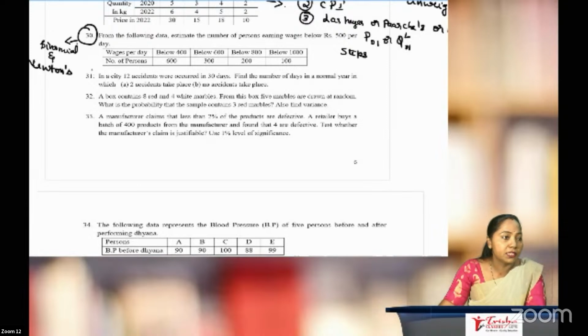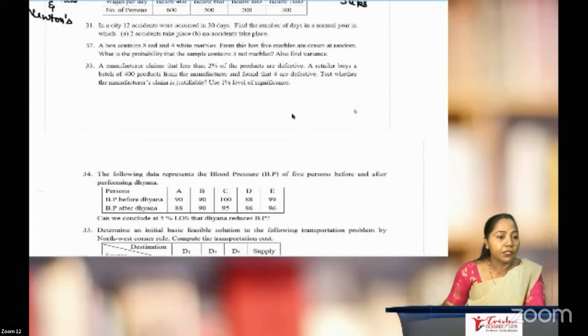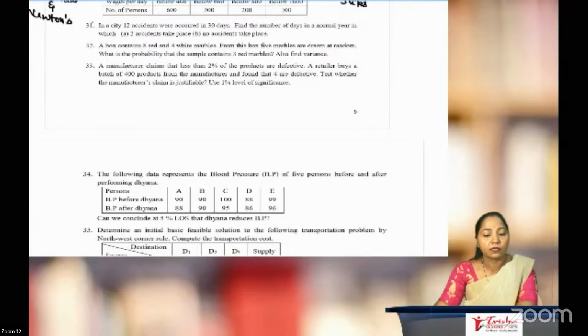Now here I'm discussing the possible questions that you can expect for the second PU board exam. Once I finish with this, I will discuss the problems and the theory questions maybe. And if there is any doubt in any of the concept, you can ask. I'll help in clarifying those doubts, whatever it is there. Okay, so let me continue.